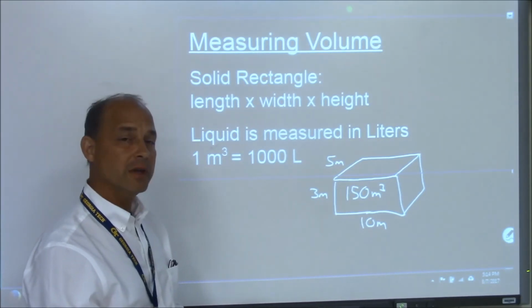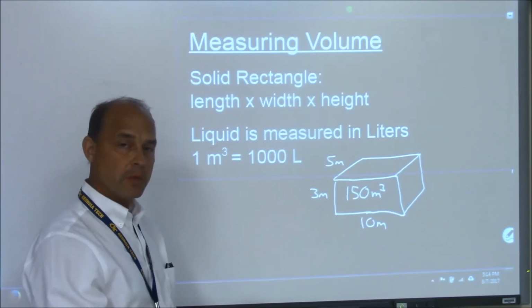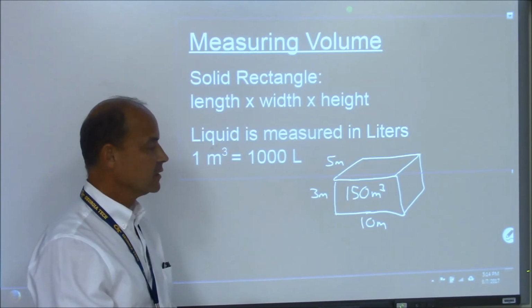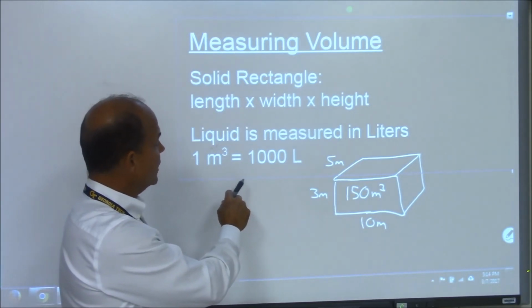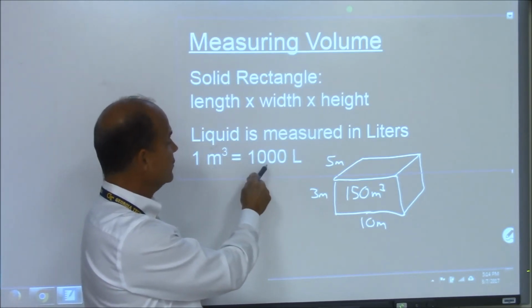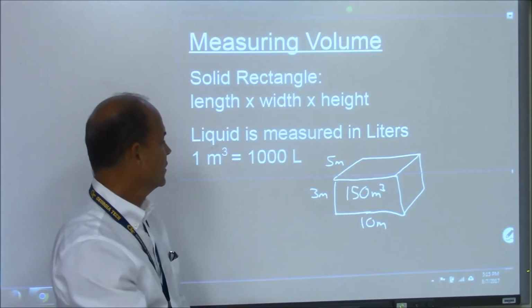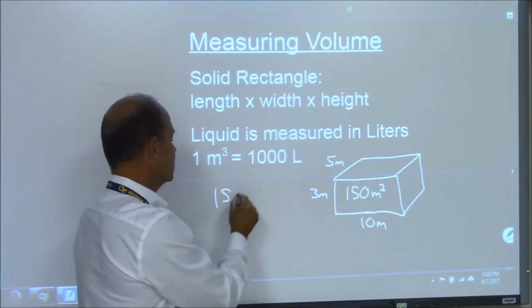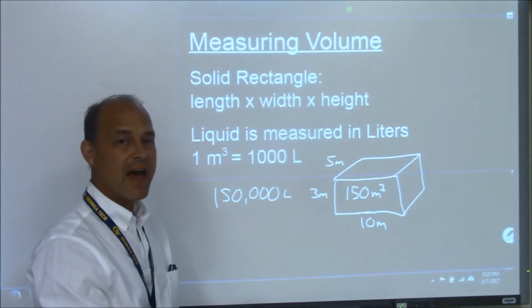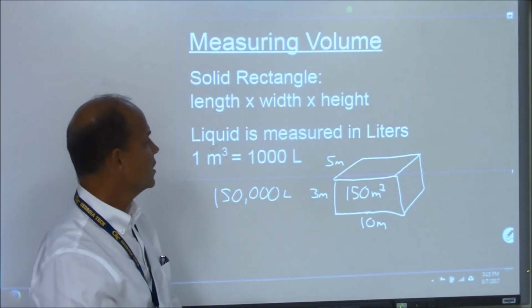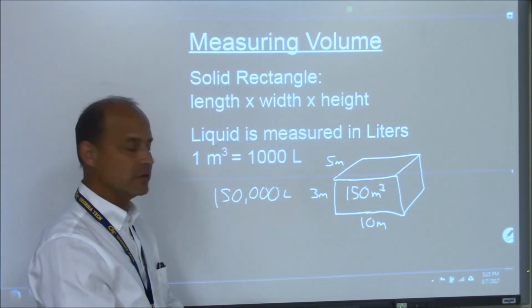Now could you tell me how many liters of soda pop it would take to fill our swimming pool? Well, if you knew that in 1 cubic meter there's 1,000 liters and we had 150 cubic meters, then we would need 150,000 liters. So liquid is measured in liters in the SI system of units.